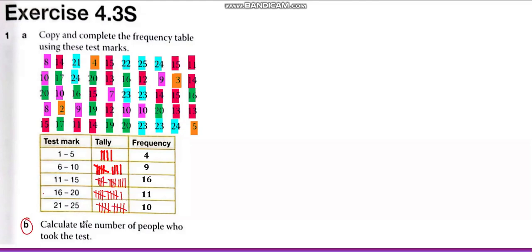In part B, they want us to calculate the number of people who took the test. So we have to count the number of students. In total, we add the frequencies and we get 50. It means there are a total of 50 students who took the test. Now let's proceed to the next question.